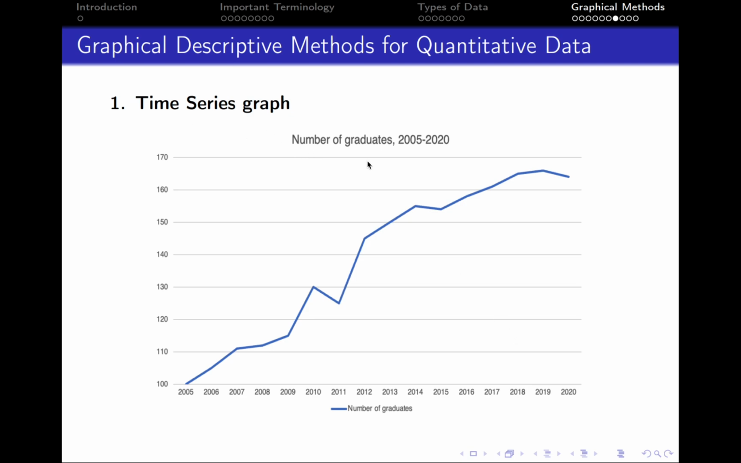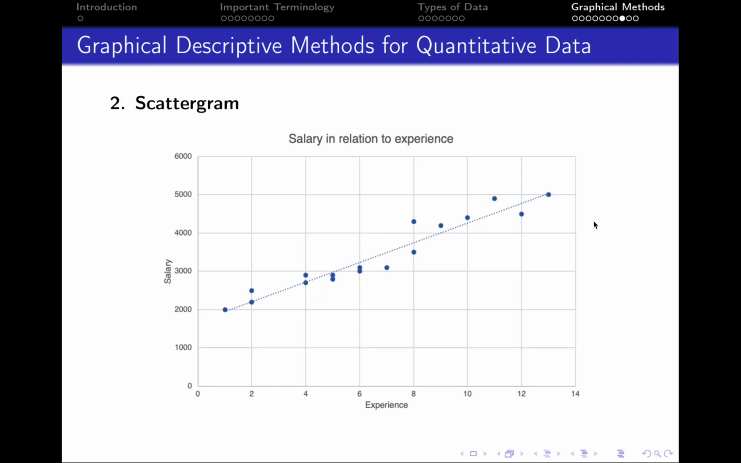So if you have observations over time, so over years, a month, or days, you can make a so-called time series graph where you put the variable against time. In this case, number of graduates are presented over the period of 2005-2020. From this graph, we can see that there has been an increase in the number of graduates over time. You can also make a scattergram. So this graph relates two variables. In this case, salary is shown in relation to experience. And from this graph, you can get an idea that the more experience a person has, the higher his or her salary is, on average, obviously.